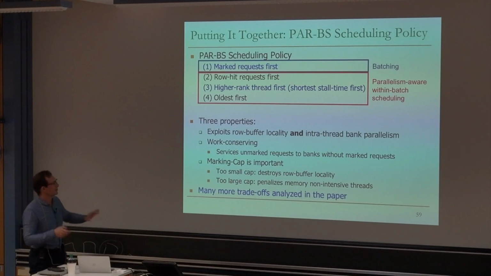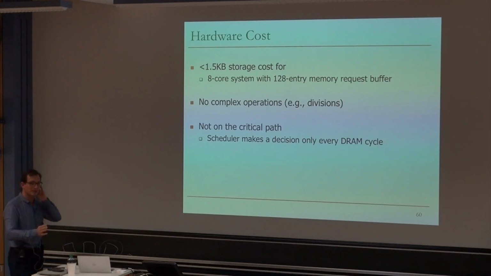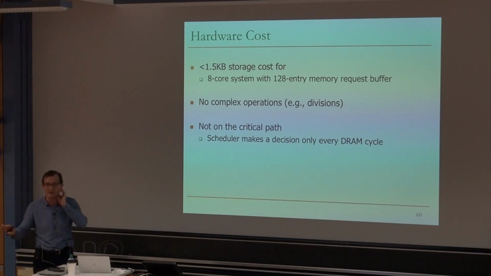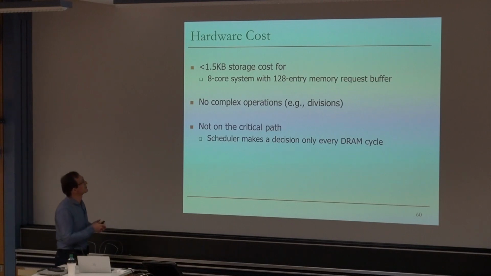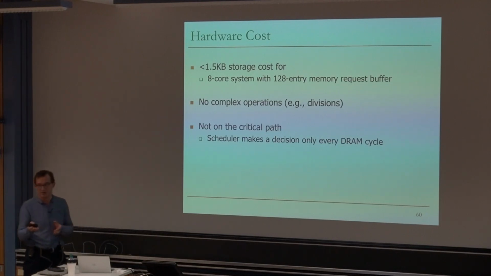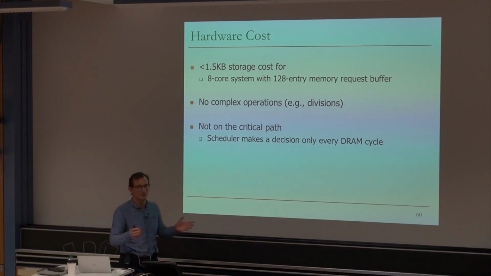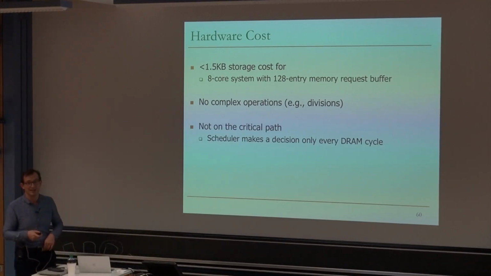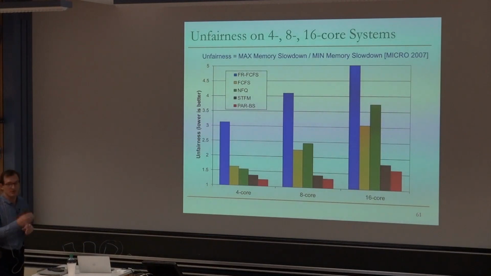Okay, so there are many more trade-offs that are in the paper that I'm not going to discuss over here. So this actually turns out to be much simpler to implement compared to what we discussed earlier, the stall-time fair memory scheduler. You're not trying to figure out the slowdowns of different threads. You basically use some heuristics to decide which thread to prioritize, right? So there are no complex operations. Stall-time fair memory scheduler actually requires some complex operations. Of course, you may not really have a divider. You may actually implement it with lookup tables, but still it's a complex operation. And this is not on the critical path, although we will later see that this scheduler is still slow compared to some simpler schedulers.